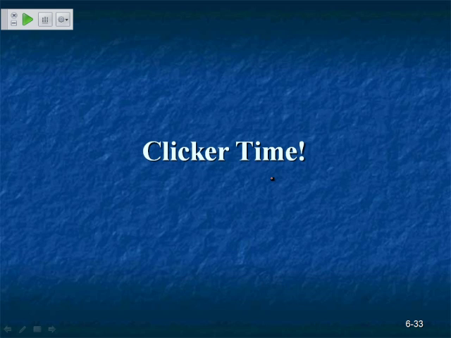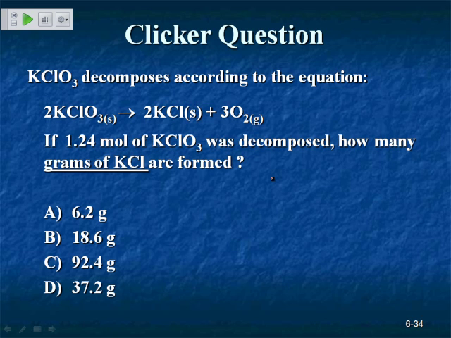Now I have a clicker question. I don't have a full question. When you look at the question, you will see. I'm just asking you to do only a partial step. Okay? Here is the question. This reaction you have seen before, the potassium chlorate decomposition. Here is the balanced equation. The question is asking if 1.24 moles of potassium chlorate is decomposed, how many grams of KCl is formed?